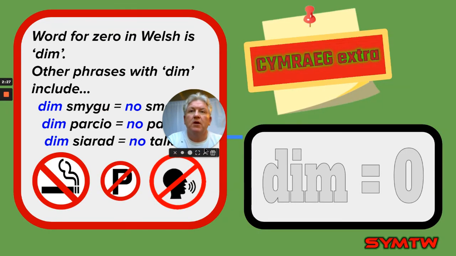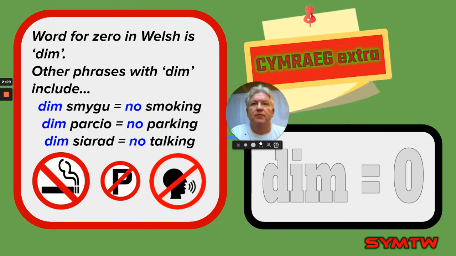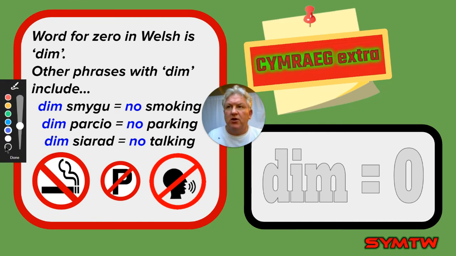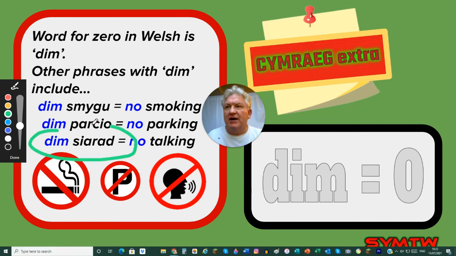Okay. So, Cymraeg extra. The word for 0, nothing, is dim in Welsh. Other phrases you'll see in lots of signs and around the place in Wales. There's lots of things saying you can't do things. So you've got dim smygu, no smoking. Dim parcio, no parking. Dim siarad. Might be something your teacher says in school. No talking.